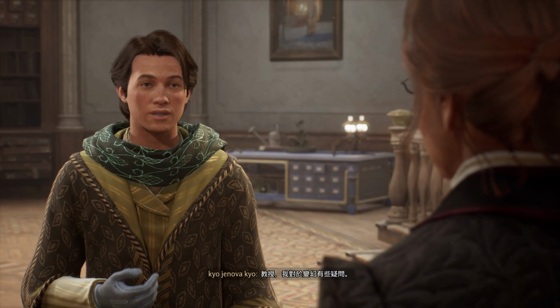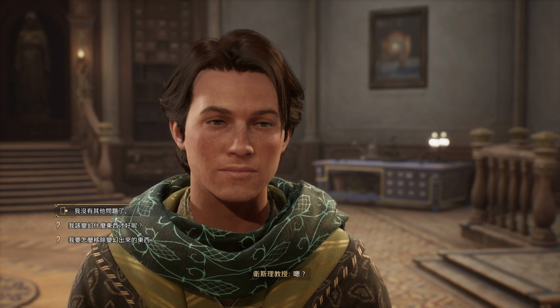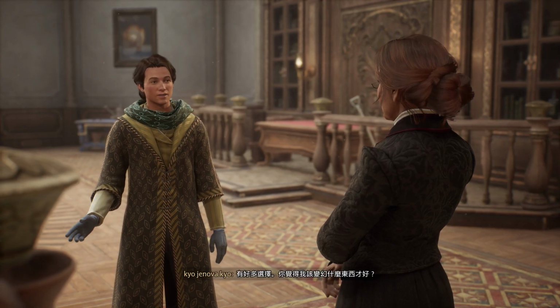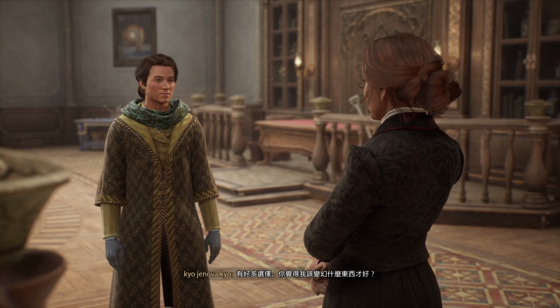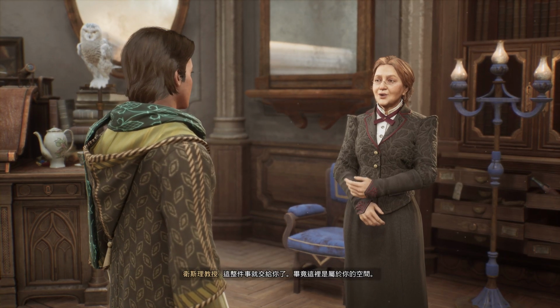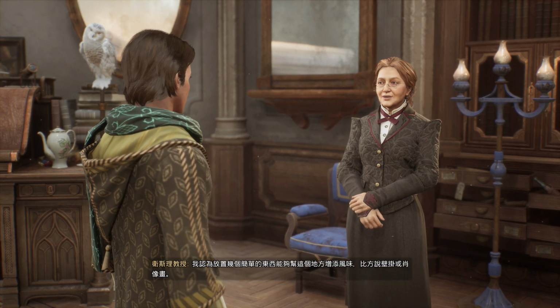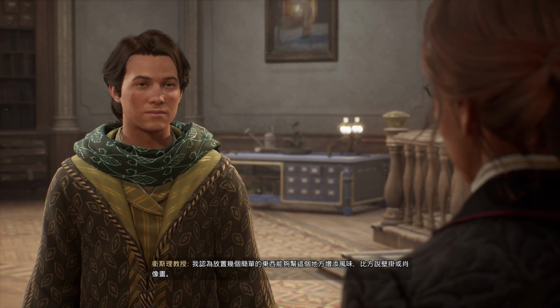Professor, I have some questions about conjuration. Yes? There are so many choices. What items do you think I should conjure? I shall leave that entirely up to you. This is your space, after all. I will say that a simple addition, such as a wall hanging or a portrait, might make the space feel unique.